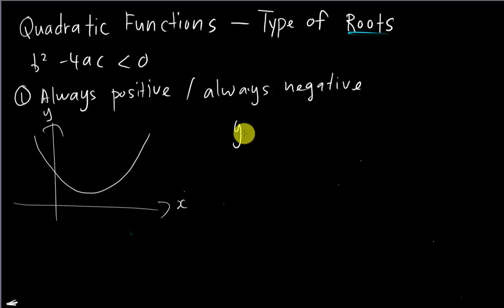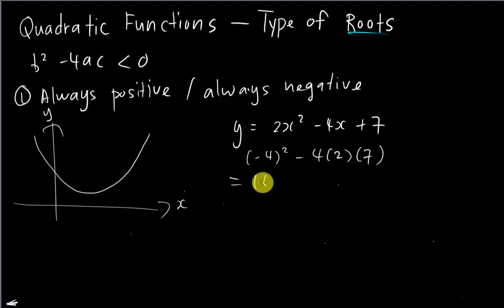How do I know this equation is always positive? For example, I just randomly give you an equation. Let's say y equals 2x squared minus 4x plus 7. So I will do b squared minus 4ac. My b is negative 4 squared, minus 4 times a is 2, c is 7. Then I will get 16 minus 56, which gives negative 40. Do you see negative 40 is less than 0?